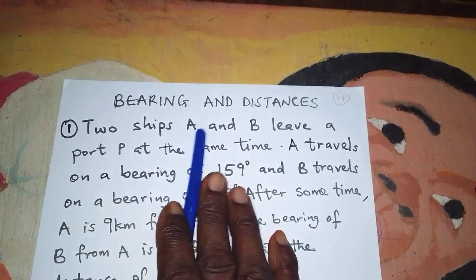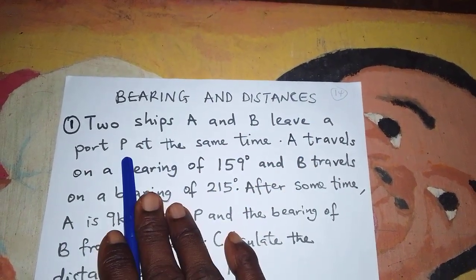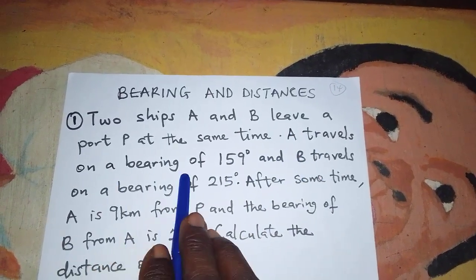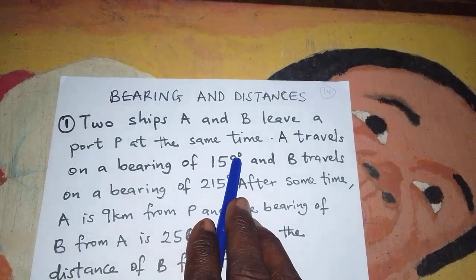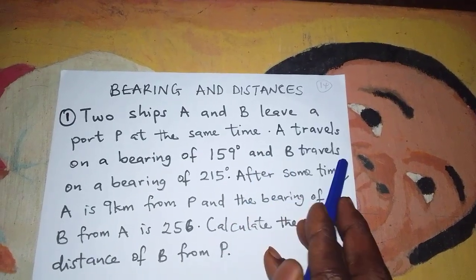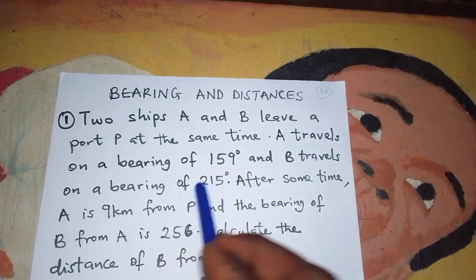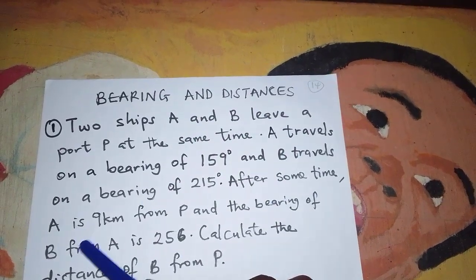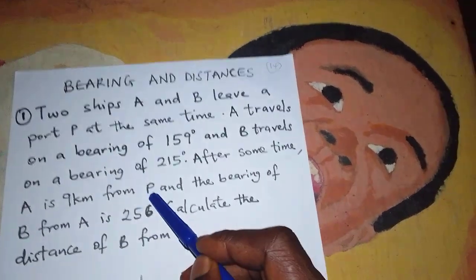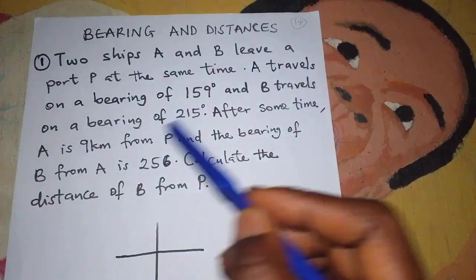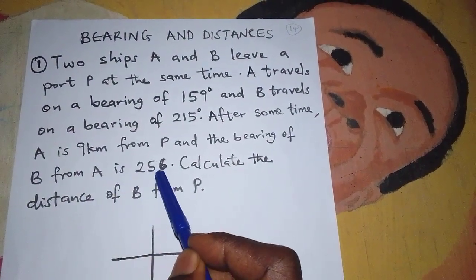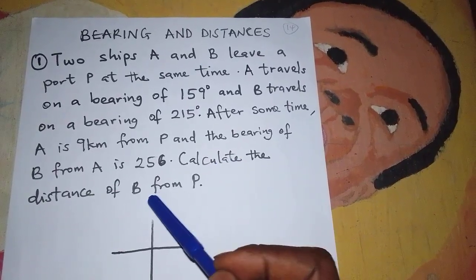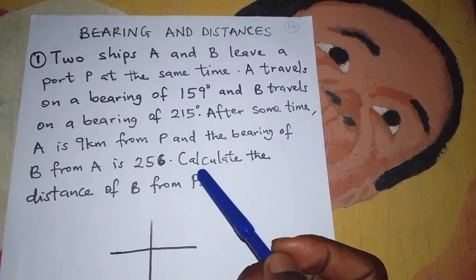Two ships A and B leave a port P at the same time. A travels on a bearing of 159 degrees and B travels on a bearing of 215 degrees. After some time, A is 9 kilometers from P and the bearing of B from A is 256 degrees. Calculate the distance of B from P.